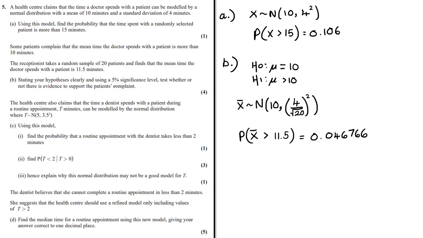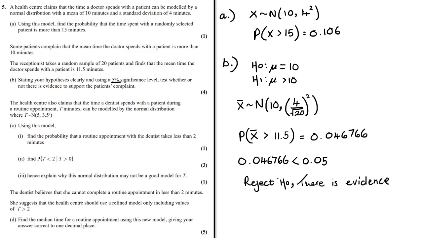So we were testing at a 5% significance level, so 0.046766 is less than 0.05, that's 5%. So because it's less than 0.05, that's significant. We reject H0 here. So reject H0. And we say there is evidence at the 5% significance level to support the patient's claim.